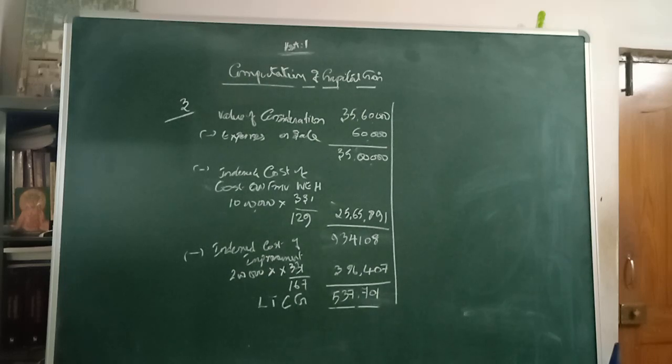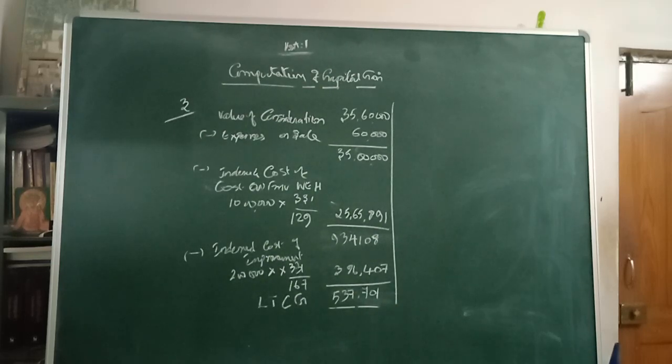For the present period the index comes to 331, and this 331 is constant for your batch up to March. The present cost of index point is 331 only. It should be in the numerator, divided by 129 in the denominator. This is for the year of purchase, that is 2007. If you apply this value, present cost of index point divided by index point for the year of purchase, that comes to 25 lakh 65,000.